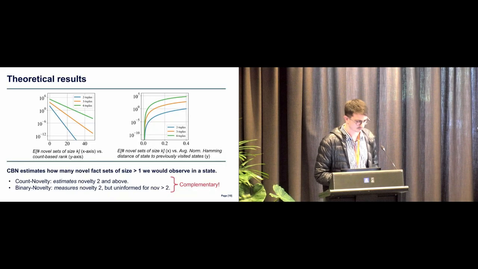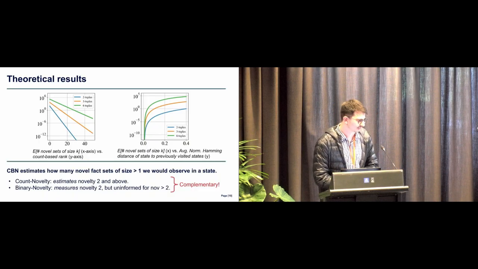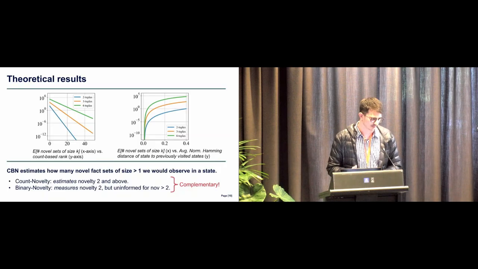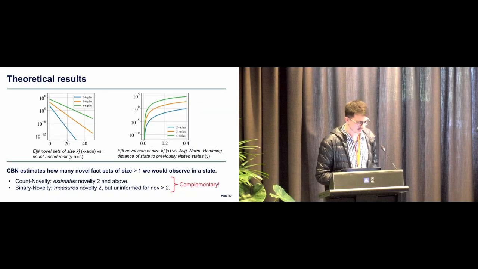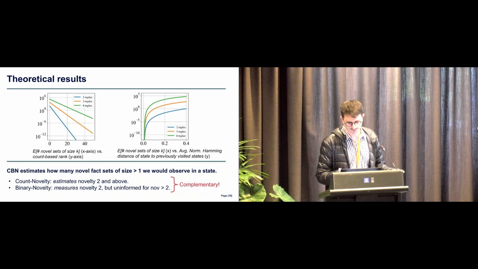However, the limitation here is that these estimates are based on general assumptions, so to speak, and they may diverge from the actual structure of the problem. There definitely are problems where binary novelty, which actually observes sets of size 2, can observe them, whereas in certain cases count-based novelty might misestimate them. However, count-based novelty does not run out of novel facts to look for, or of informativeness, because we don't run out of sets of size 1 or 2. So in a sense, they are complementary, and this is one of the main takeaways from count-based novelty. It's not necessarily better, but it's complementary, and this can help us.